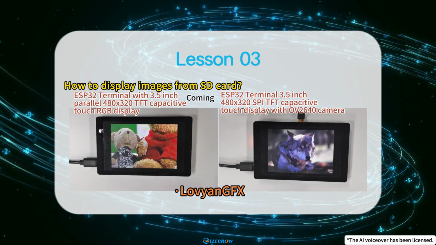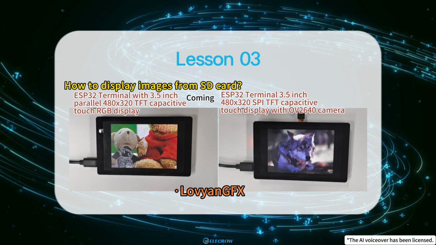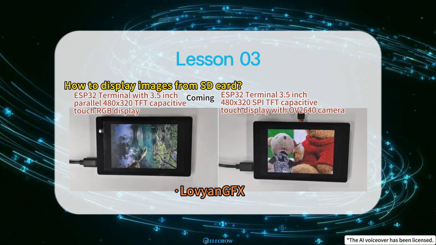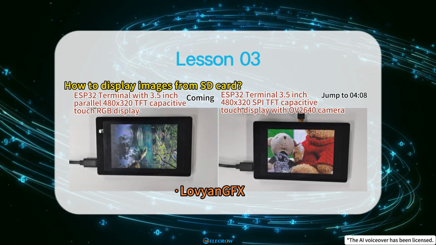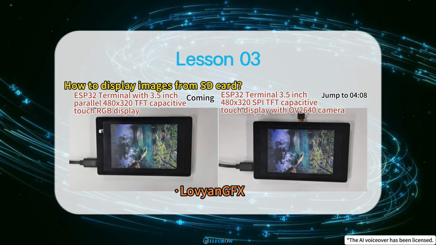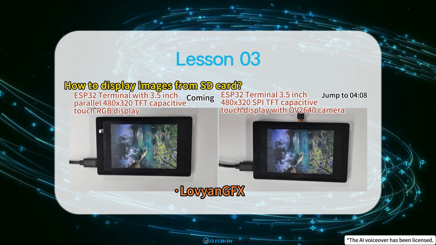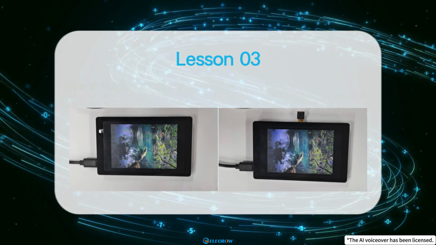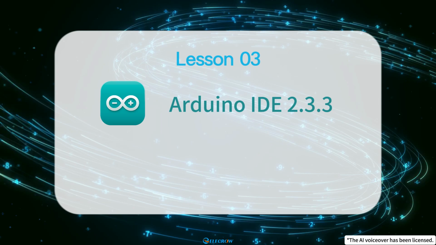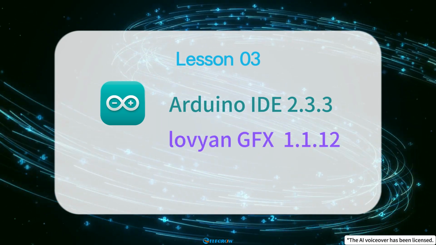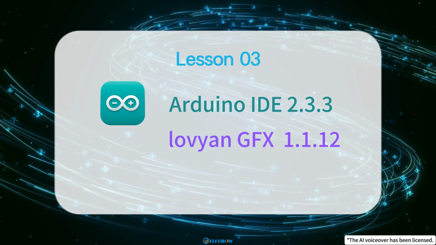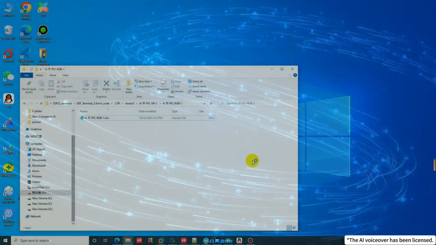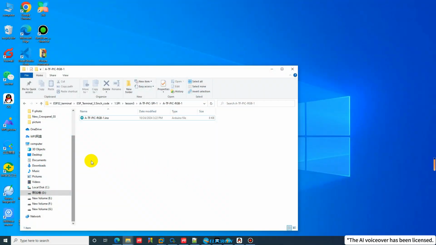The first half will use the ESP32 RGB screen board for demonstration, and the second half will use the ESP32 SPI screen board for demonstration. You can choose which part to watch based on the board you are using. This course uses the compiler Arduino IDE 2.3.3. Download LovyanGFX library version 1.1.12.